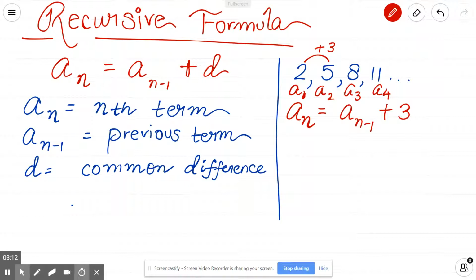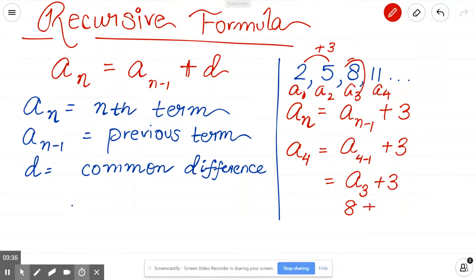So now if I need to check if this recursive formula will work or not, what I do is the a_4 term will be a_(n-1), which is 4 minus 1 because n is 4, 4 minus 1 plus 3. Now, 4 minus 1 is 3, plus 3. What is the third term? 8. That means the previous term was 8. I added a 3 to it to get 11.